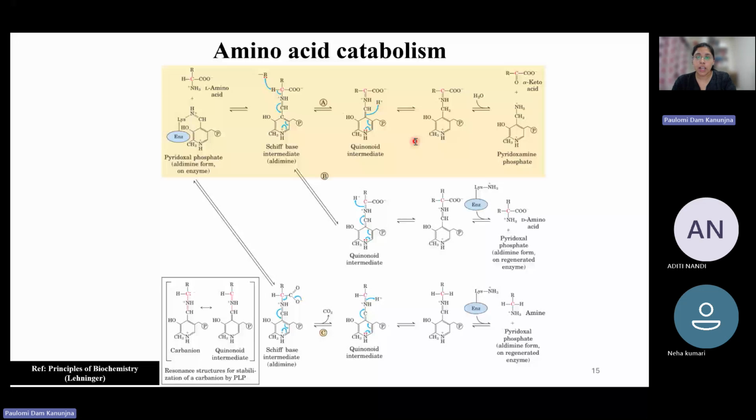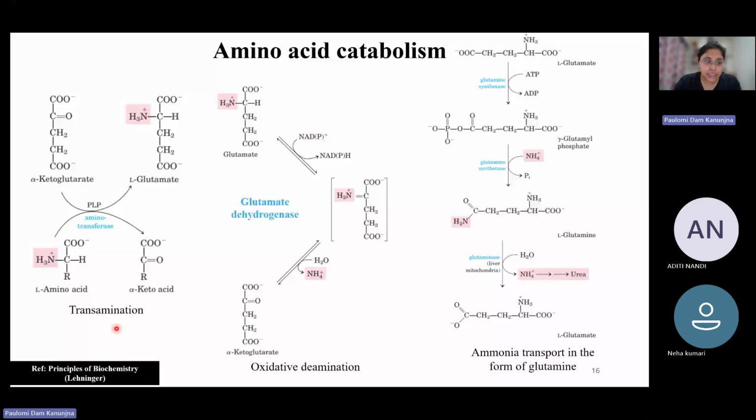Okay, all right. Now, so this is what I meant. You have transamination where you have alpha ketoglutarate that is being converted to L-glutamate, and subsequently you have an alpha keto acid from the respective amino acid. This reaction is called transamination. Okay, this one's clear. Okay, now what happens after this? What happens after all of this has happened?